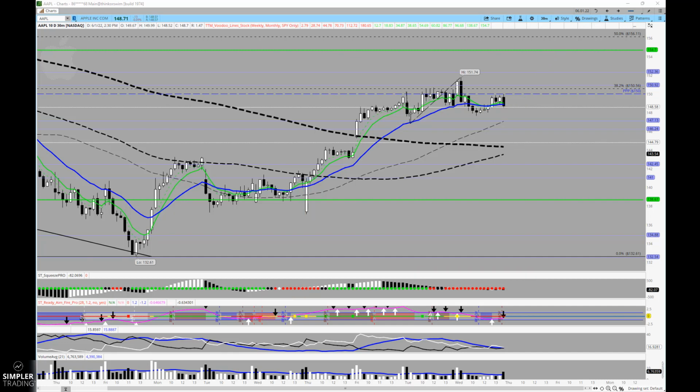Again, it will be easier if the broad market wants to cooperate, but that will be a setup to take into Thursday and potentially Friday with you, and I think could provide some opportunity.